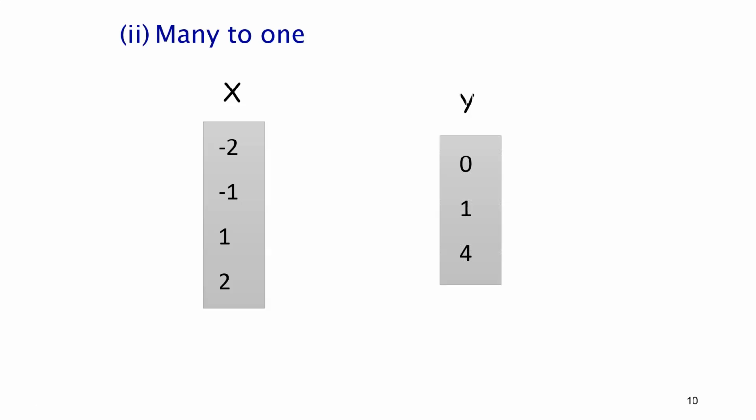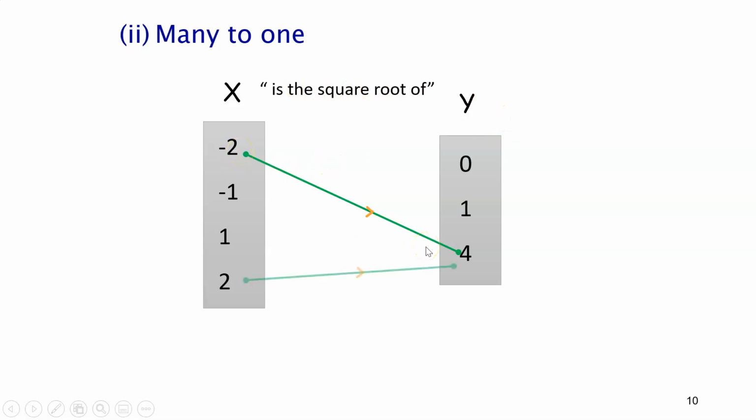Next, you will have relation many to 1, banyak kepada satu. So this is how many to 1 looks like. The relation is the square root, punca kuasa 2 kepada X, punca kuasa 2 kepada Y. So the X, negative 2 is the square root of 4. Negative 2 also is the square root of 4. See over here you have many. Many to 1. Banyak kepada 1.